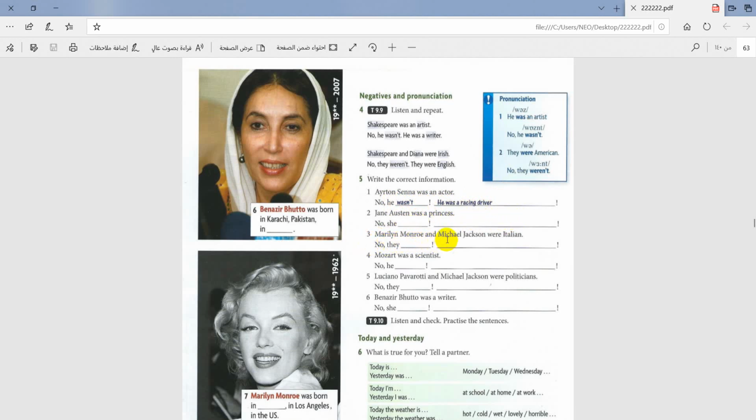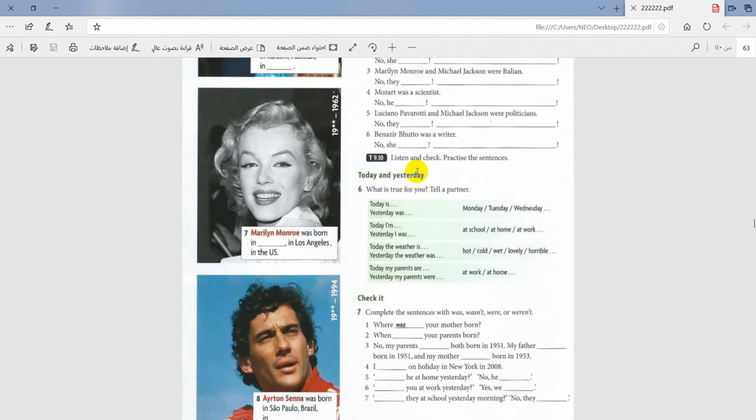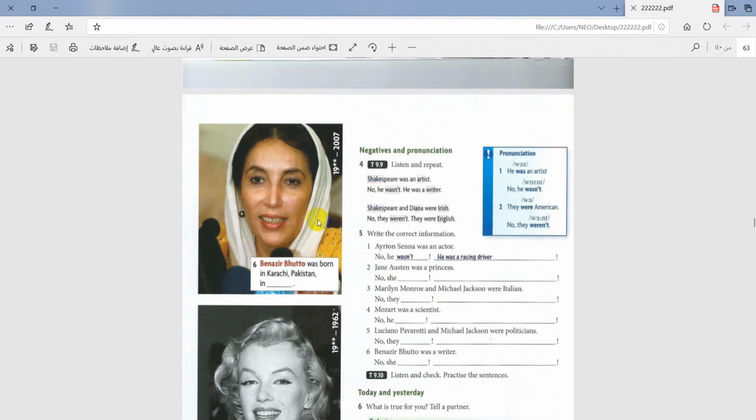Marilyn Monroe and Michael Jackson were Italian. No, they weren't. They were American. Mozart was a scientist. No, he wasn't. He was a politician. Luchino Bravotti and Michael Jackson were politicians. No, they weren't. They were singers. Benazir Bhutto was a writer. No, she wasn't. She was a politician also.